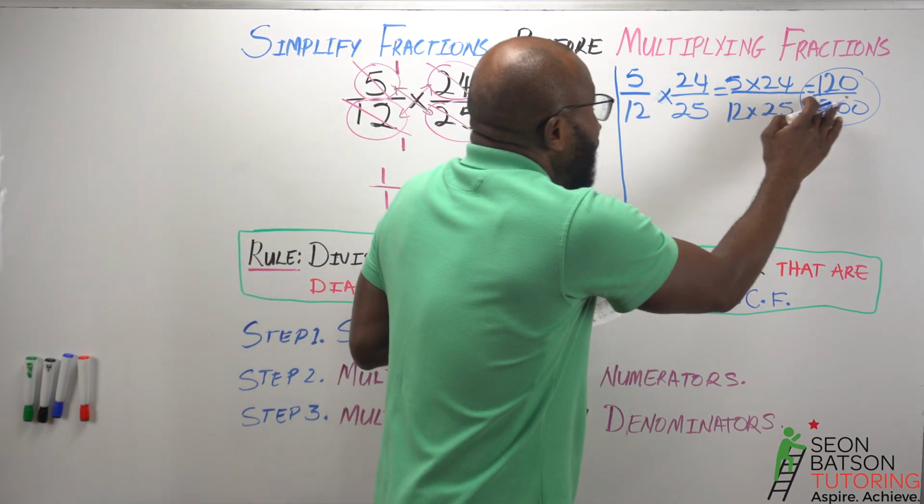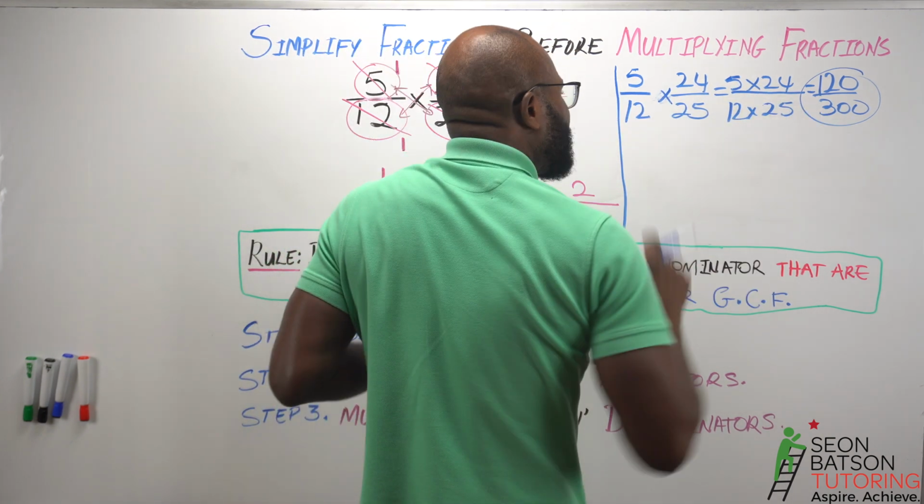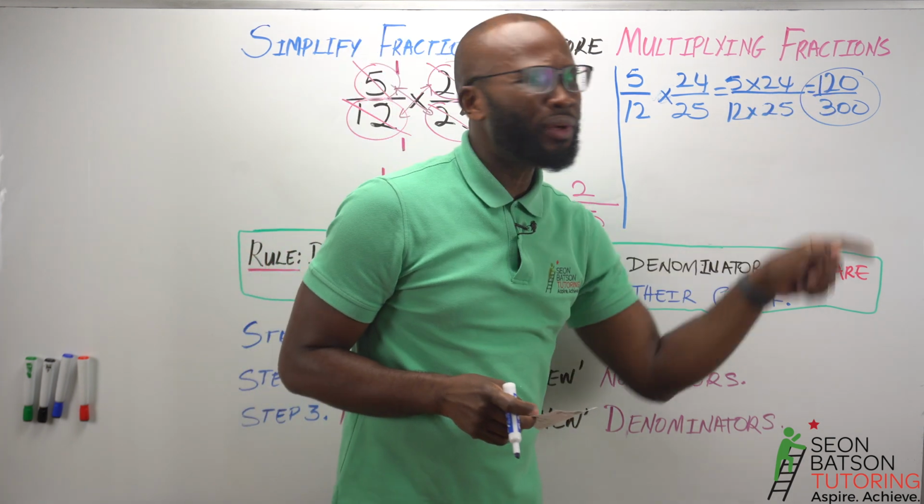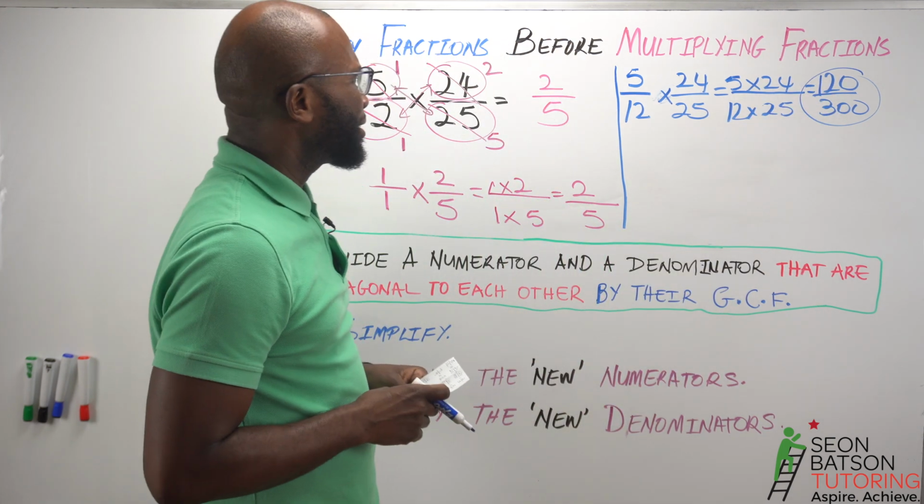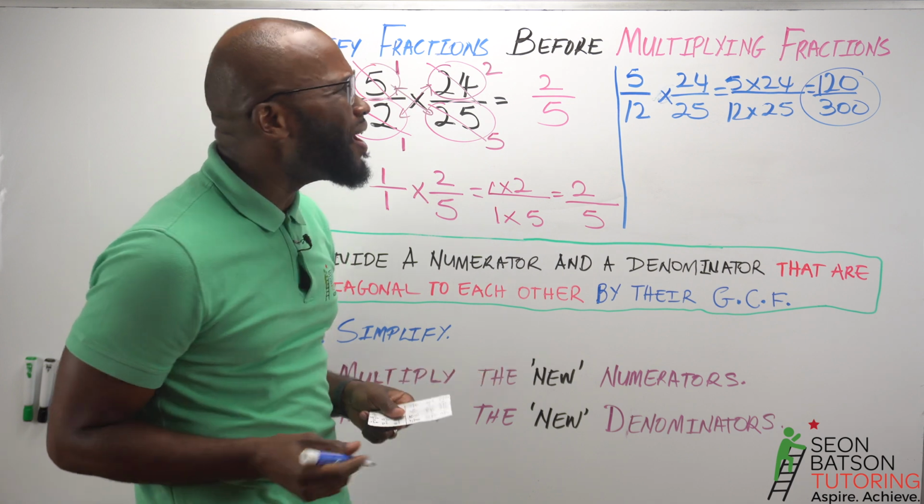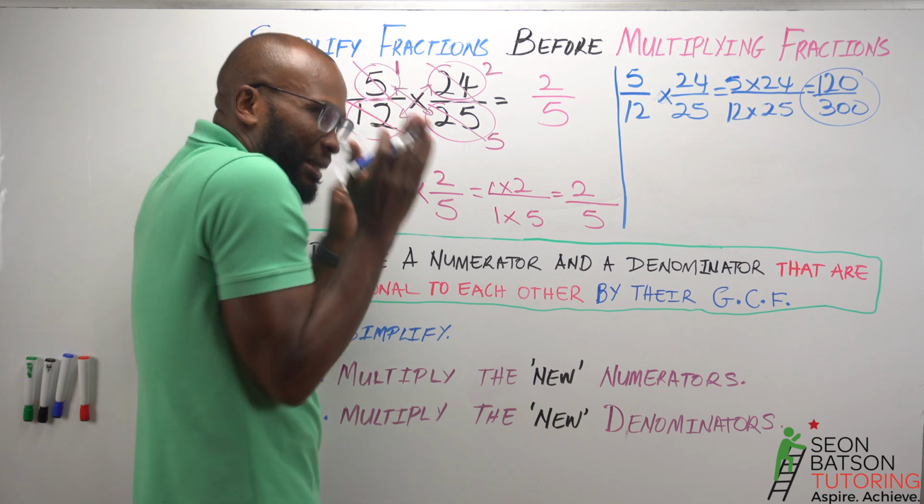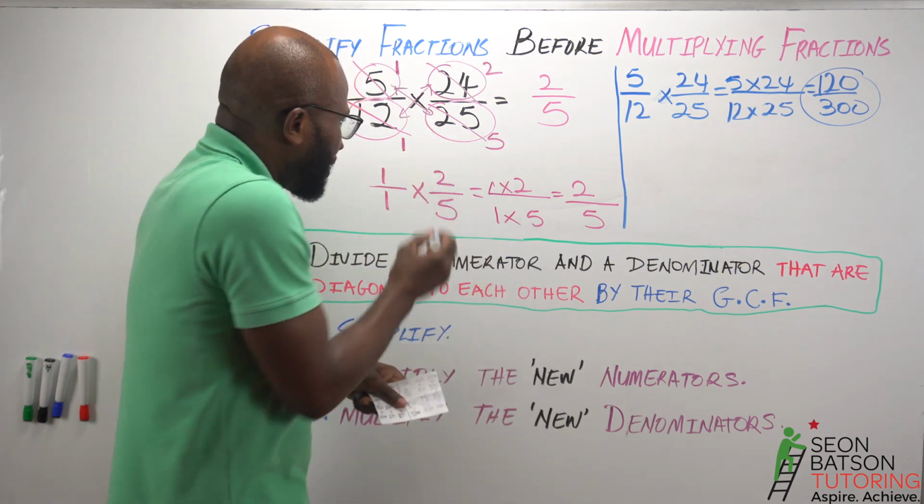Man, you better get off my board. Look how big that thing is! Why would you want to work with 120 over 300? Look how big that thing is. You want to work with that? No, neither do I. So, you should always simplify before you multiply.